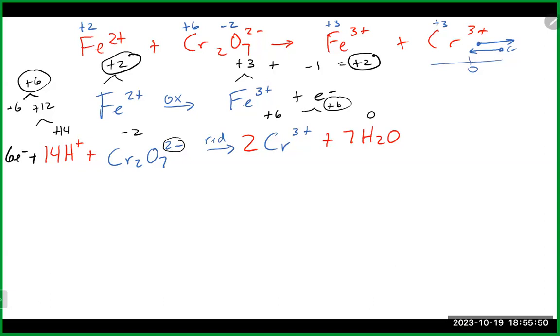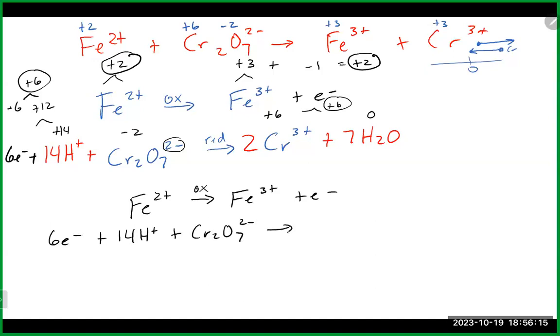I'm going to rewrite everything underneath because I got a lot of scribbling going on here. So we got Fe 2 plus goes to Fe 3 plus and an electron. I got me 6 electrons plus 14 of these guys plus this goes to this and that.